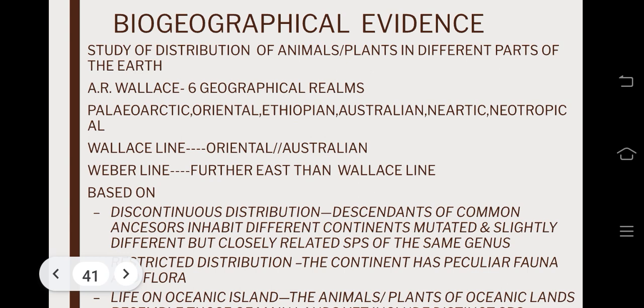Descendants of common ancestors inhabit different continents, mutated and slightly different, but closely related species of the same genus. Then restricted distribution: the continent has particular fauna and flora.